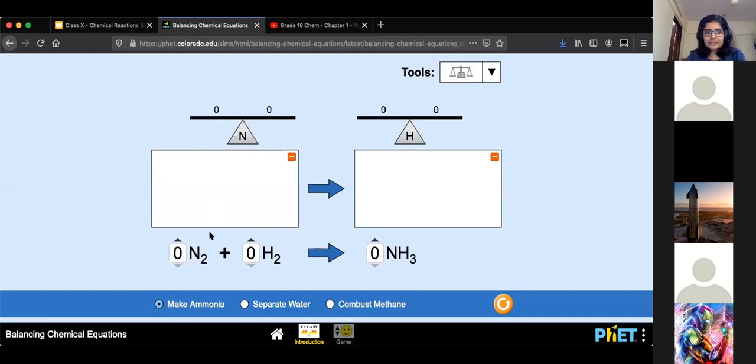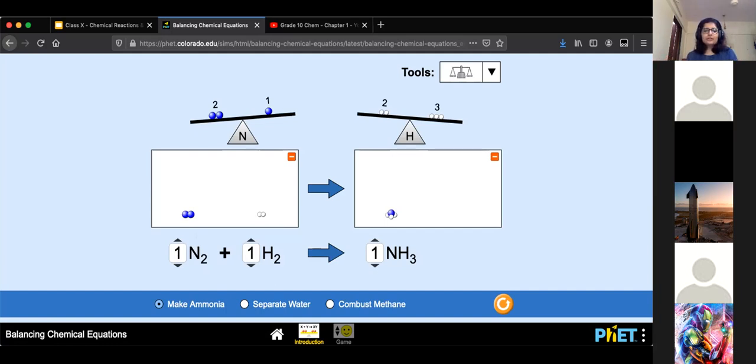So you can see it here, the same equation. Nitrogen plus hydrogen gives ammonia. Right now there's 0 N2, 0 H2 and 0 NH3. Everything is 0. According to the skeletal equation, if I didn't write anything before N2, H2, NH3, it means that I have one molecule of each.